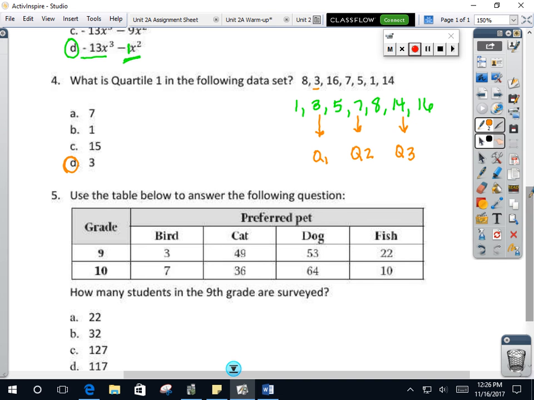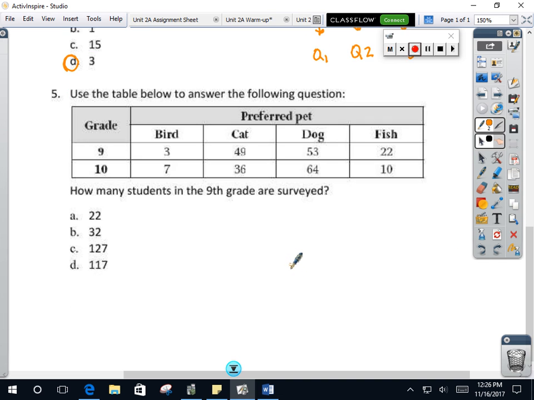Okay, number 5. Use the table below to answer the following question. How many students in the 9th grade are surveyed? Okay, well, what would you do? Add up all the 9th graders. There were 3 9th graders that like birds, 49 that like cats, 53 that like dogs, and 22 that like fish. And those add up to C. I'm trusting y'all. Y'all actually added them up? That would be 52, that would be 105, and then, yeah, that would work.